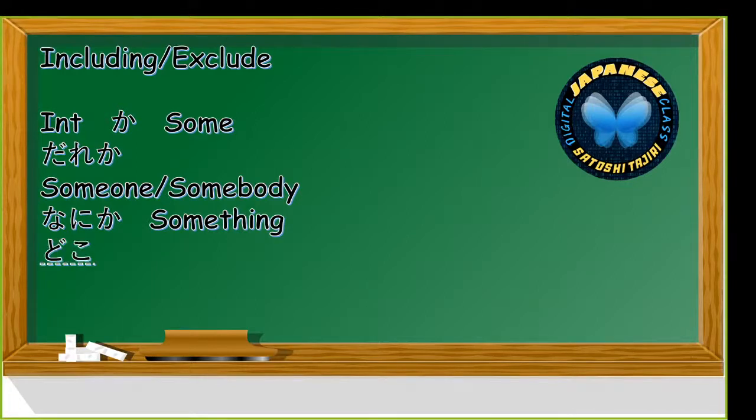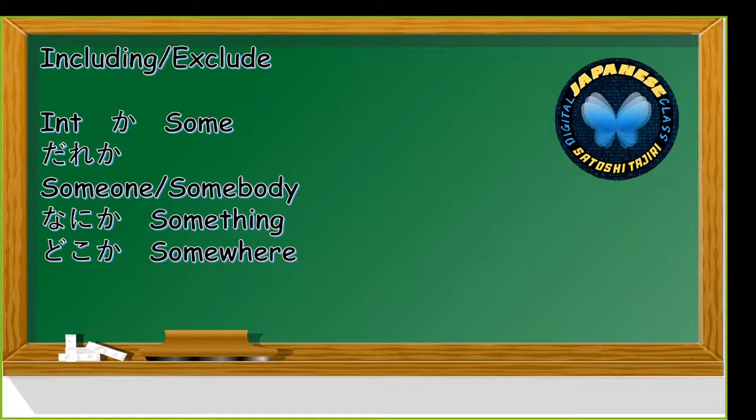And we have our nani for what, but nani ka becomes something. We have our doko for where, and adding ka, doko ka becomes somewhere. You can also use dochira ka to make it polite.